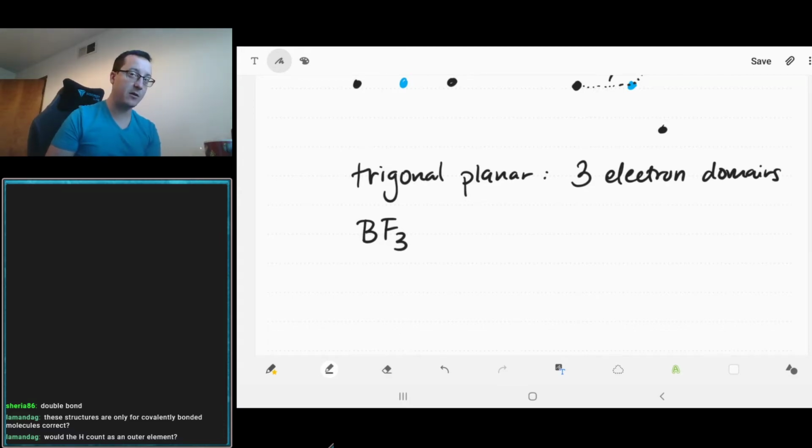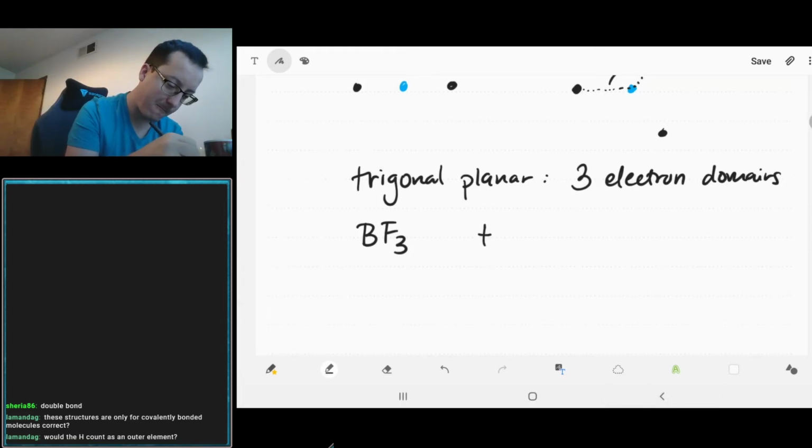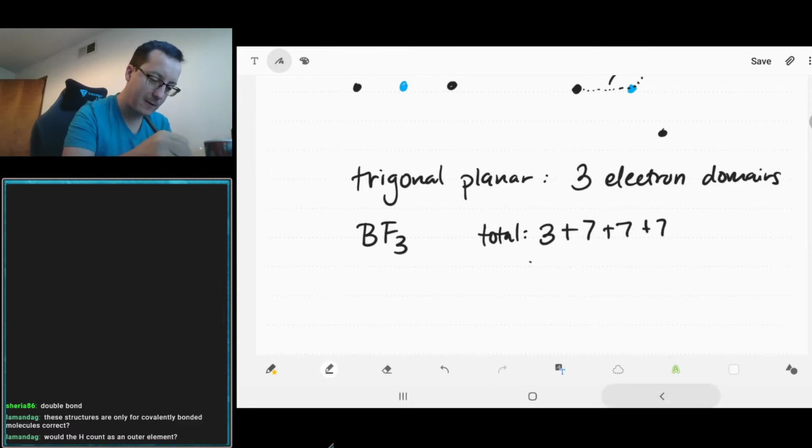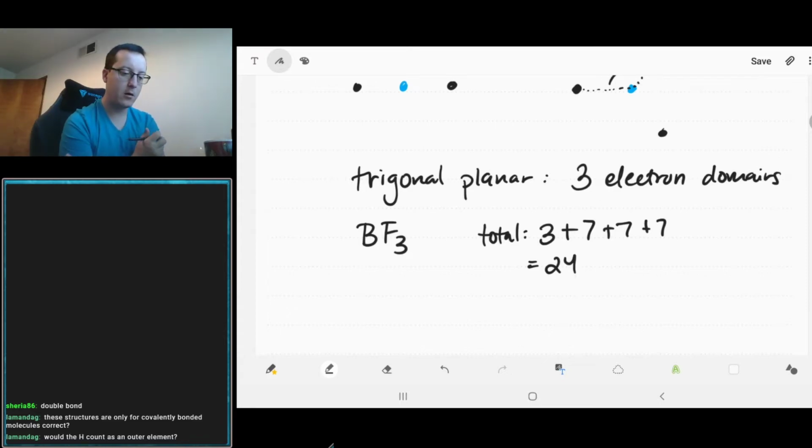We have not done one with boron yet. Perhaps we should. Let's go ahead and do this one actually. Boron has 3 valence electrons, fluorines have 7. Is that right? Boron, 3 electrons? Yes, it is.